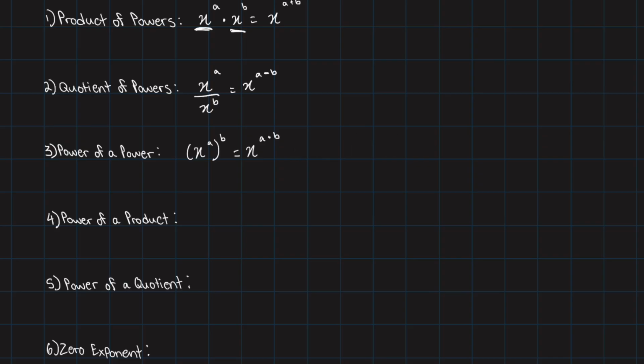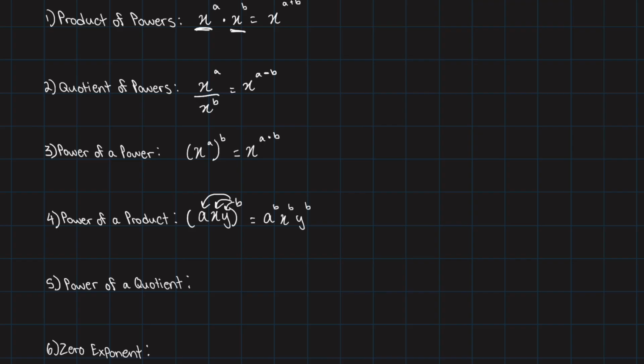Now, if we had power of a product, this is basically if you have a product to the power of something. So, let's say in brackets you had a times x times y, all to the power of, let's say, b, then that would mean that the power outside of the brackets is applied to every single term. So this would end up being a to the power of b times x to the power of b times y to the power of b.